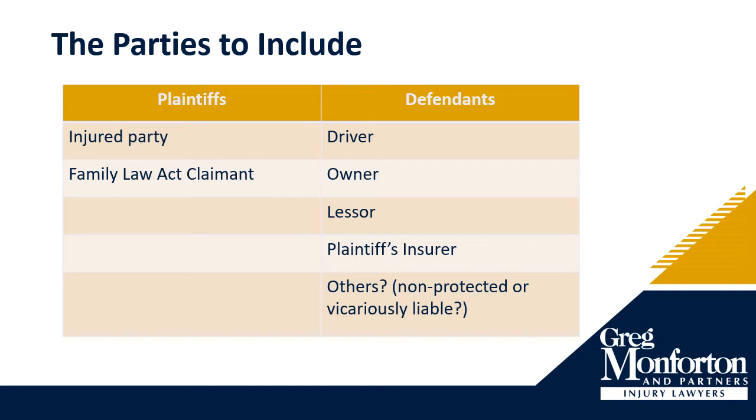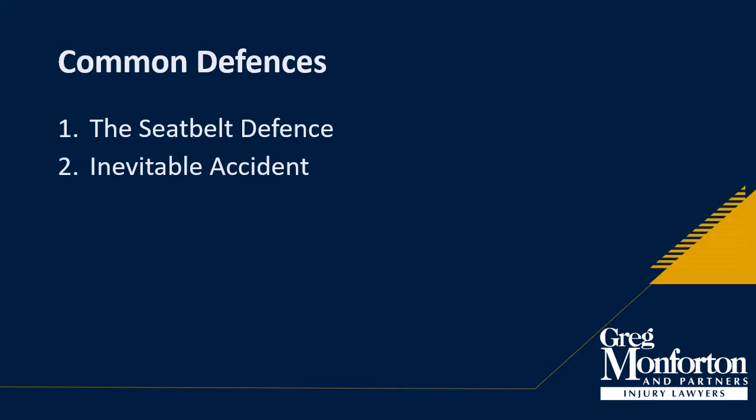So that about sums it up in terms of the plaintiffs and defendants. What I want to do now is go into the common defenses that we typically see in these types of cases. There are really two main common defenses. The first is the seatbelt defense. So most defendants will allege that the plaintiff either did not wear his or her seatbelt or did not wear it properly. The second is that it was an inevitable accident, that there's nothing the defendant could have done to, in essence, avoid the accident.